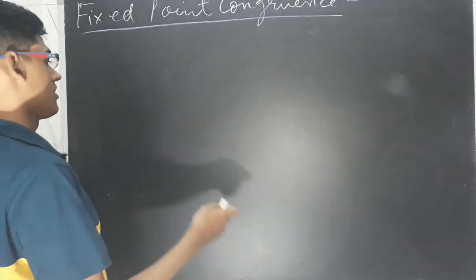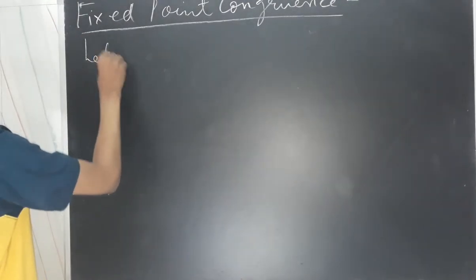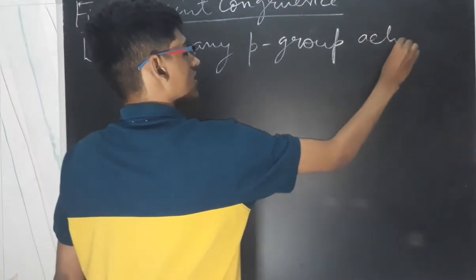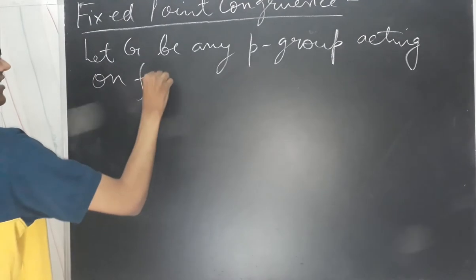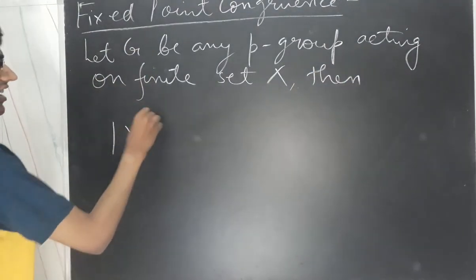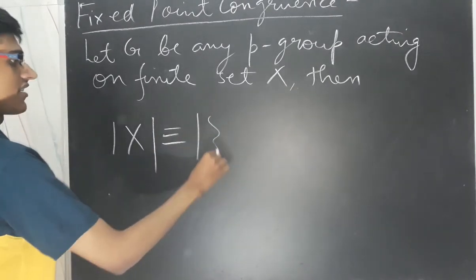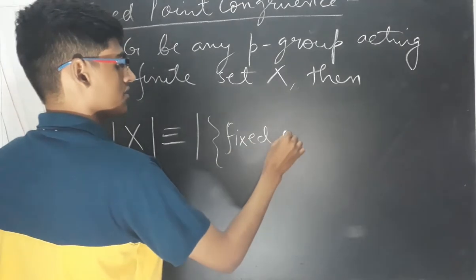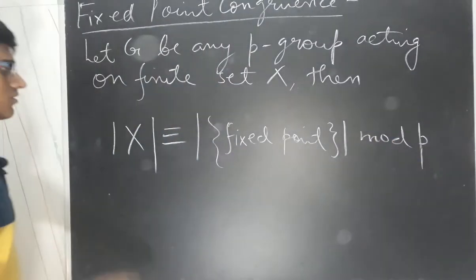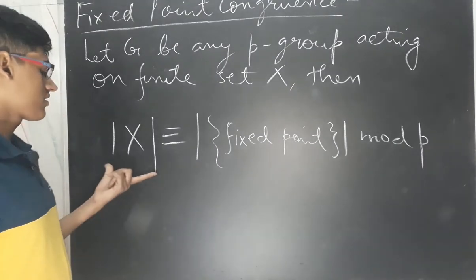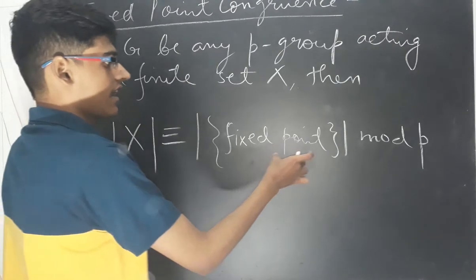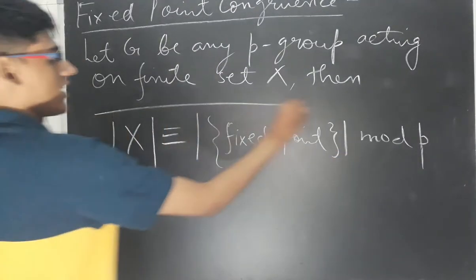So the statement of the theorem says: let G be any p-group acting on a finite set X. Then we have the congruence relation: the cardinality of set X is congruent to the cardinality of the set of fixed points in that set, modulo p. So we are going to prove this result.